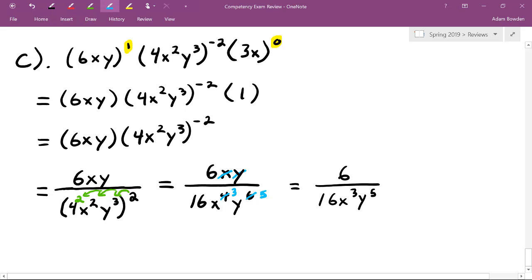And then lastly, we can write it in the lowest terms by reducing 6 and 16. Both of these divide by 2. 2 goes into 6 3 times. 2 goes into 16 8 times. So this is going to reduce to 3 over 8 x cubed and y to the 5th.